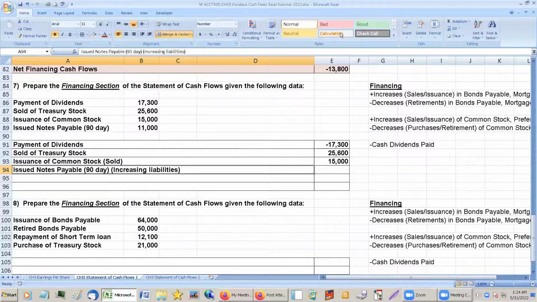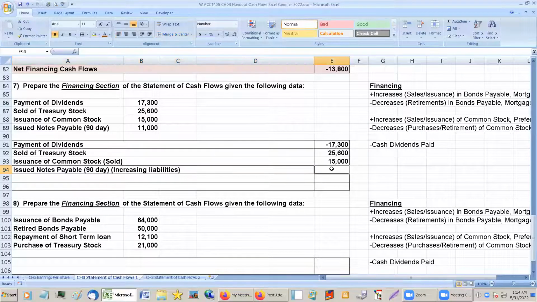Now, notice something here, and that is that it's a 90-day note. We normally say, okay, that's short term. Should that go with operating? Generally, no. Virtually all the notes are going to go in the financing section, because they're usually issued to get cash as a financing operation, not necessarily just to get inventory like accounts payable would be. So issued notes payable, our cash goes up by 11,000.